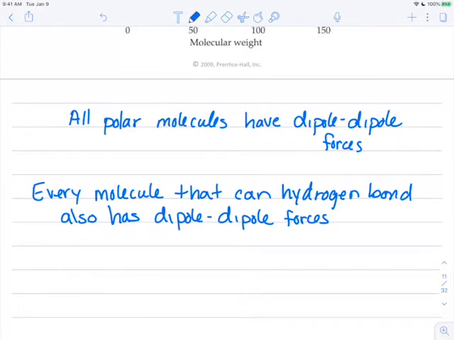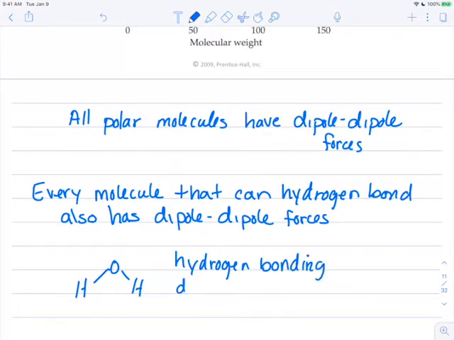Now we often don't talk about it because when you're dealing with something like water, we often talk about only its strongest force, which is hydrogen bonding. But it also has dipole interactions. So again, every polar molecule, including every molecule that can hydrogen bond, has dipole interactions. It's just that if you can hydrogen bond, you have both of them. So any questions on that?